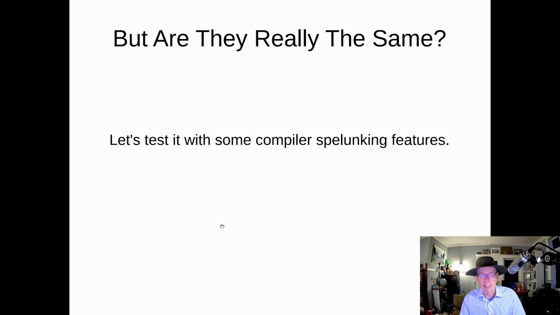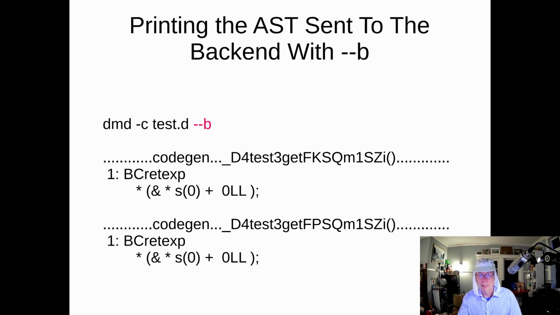But if you're a suspicious person like I am, is Walter telling the truth? Are they really the same? So the compiler has some built-in features we can use to investigate that and see if they really are the same or not. The first such feature is the -vcg-ast switch, which will print out the AST in an expression-like form for each function that is being compiled.